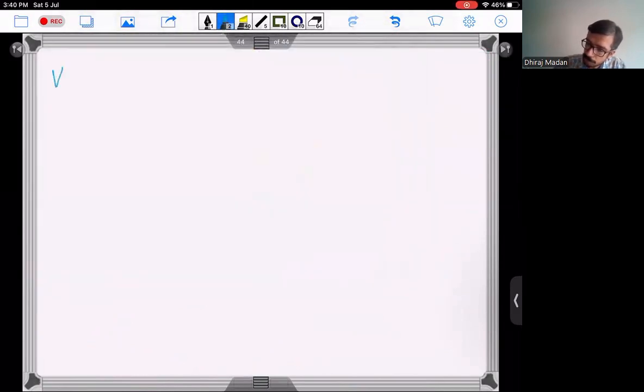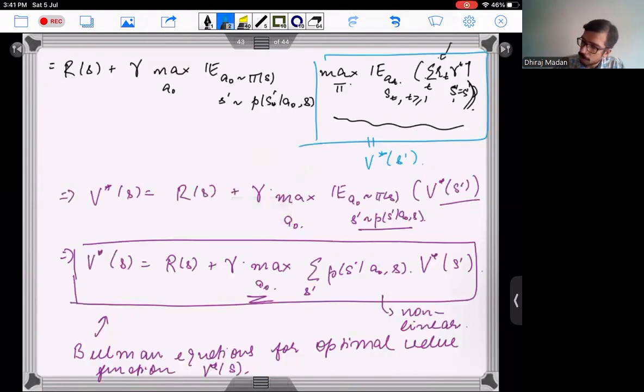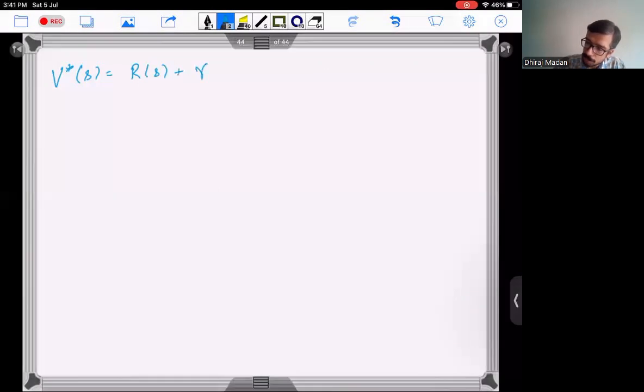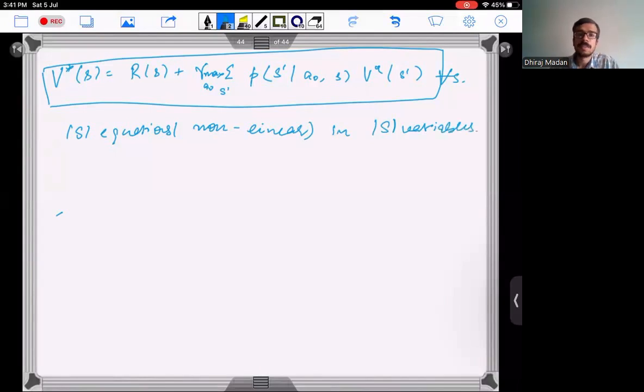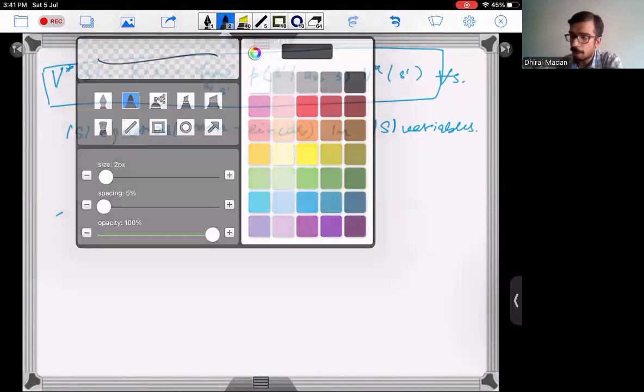So what I have is that V star of S is now equal to R of S plus gamma times the max over A naught of the sum over S prime of P of S prime given A naught and S, times V star of S prime. This is what we have for all S. So there are as many equations as states, and these are not linear equations now, in as many variables. So how do we solve for these?